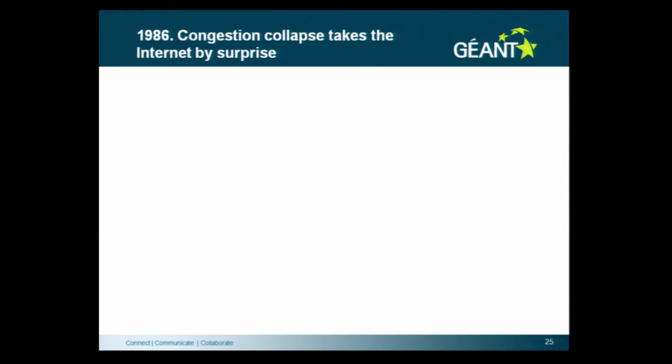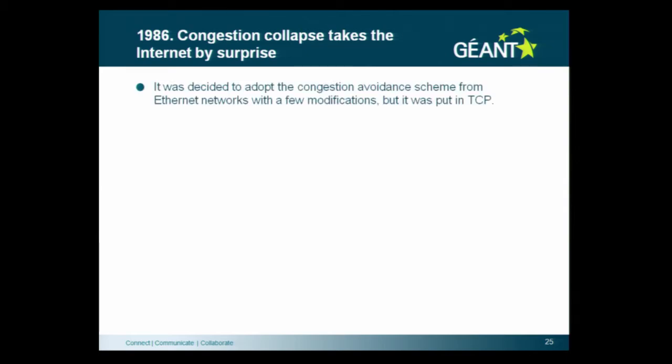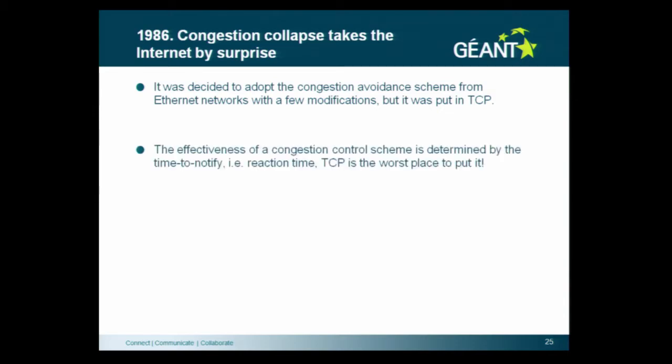So there was in 1986 the congestion collapse. What they actually did was to use the same methodology that was in the Ethernet networks, with a few modifications, of doing congestion avoidance, and they put it into the TCP protocol, which is layer 4 in our current internet. So the effectiveness of a congestion control scheme is really determined by the time to notify. The faster you know there's congestion, and if you have explicit congestion detection, that would be very good.